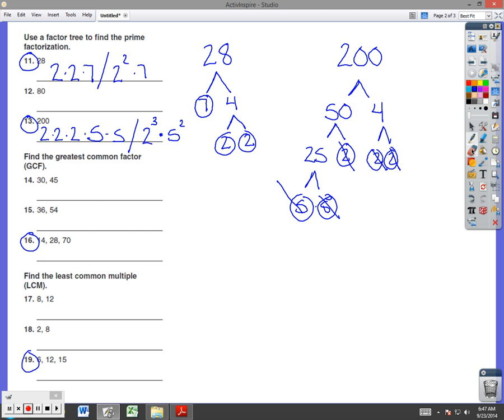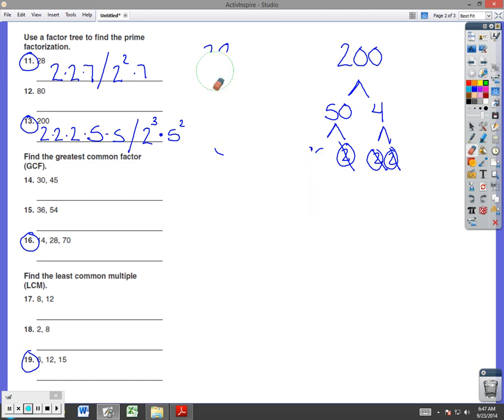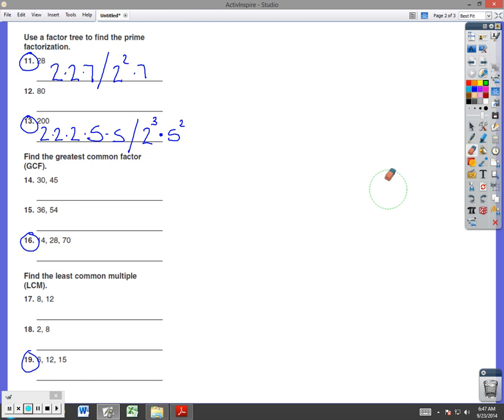Okay, now we're doing greatest common factor. This one we struggle with, in part because we struggle with our prime numbers. And I do it a little differently than your teacher did last year. We have 14, we have 28, and we have 70.